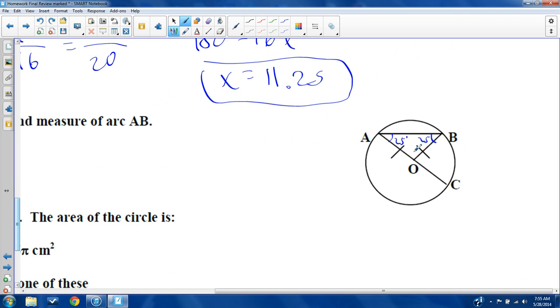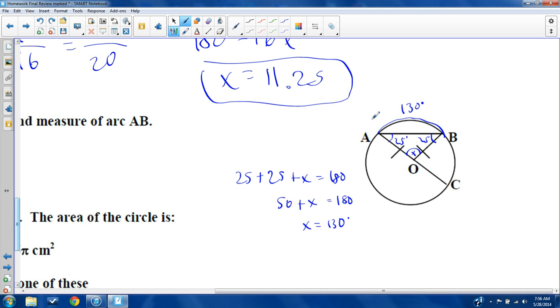If these are 25, then these add up to 180. So this thing we don't know, that's 25 plus 25 plus x equals 180. 50 plus x equals 180. X equals 130. If the central angle is 130, its intercepted arc is also 130. So this is 130 degrees.